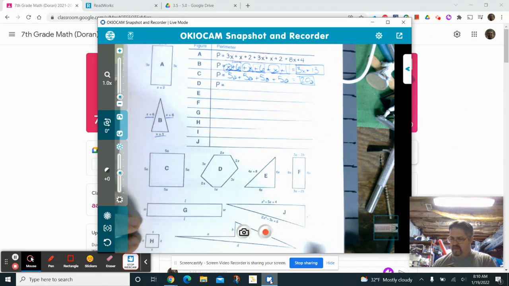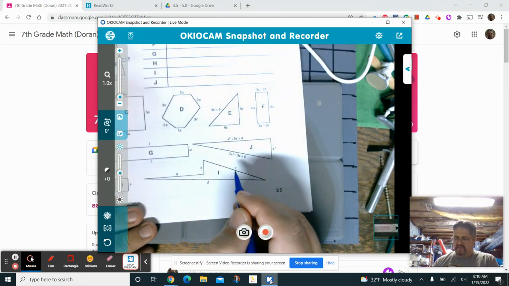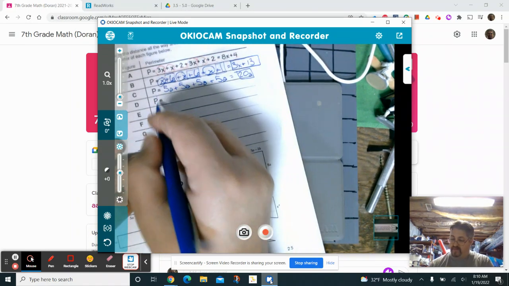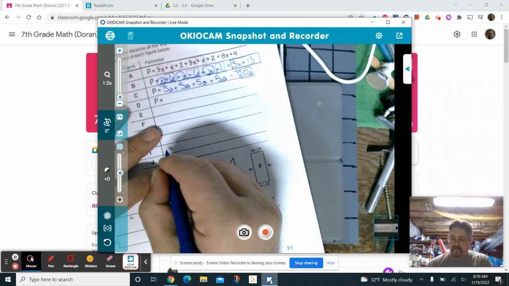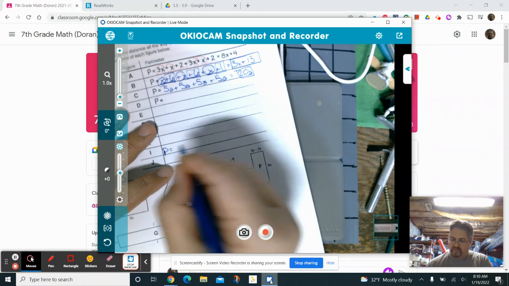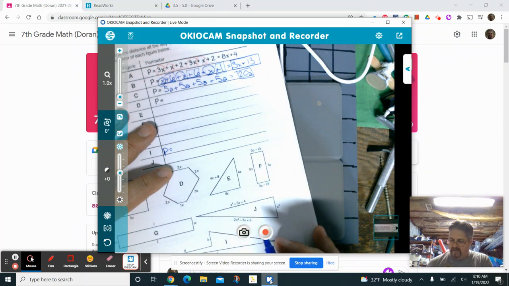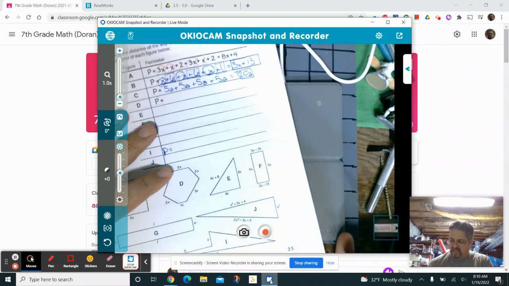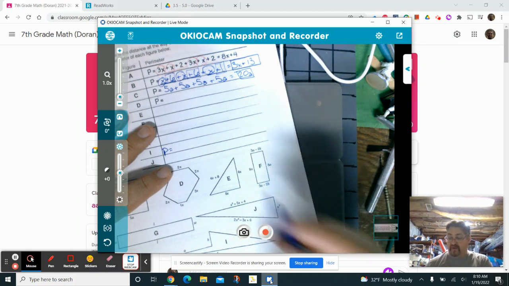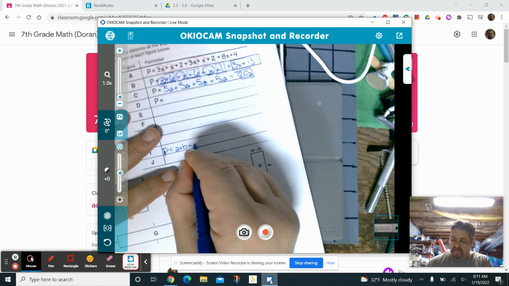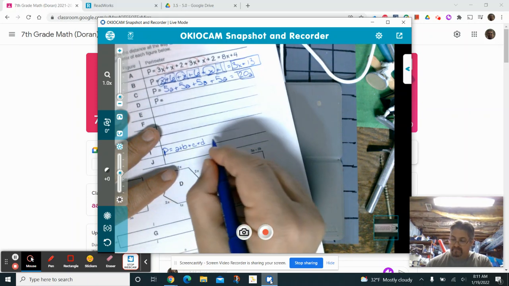So I was going to do I and J. Here's I. We've got to start with P equals, right? Because we're talking about perimeter. P, it's a P, not a D. P equals A plus B plus C plus D. I guess that's what we have, right? That's what we can use. A plus B plus C plus D.